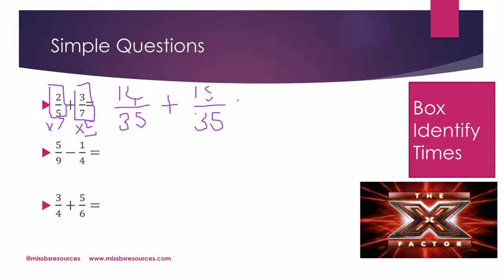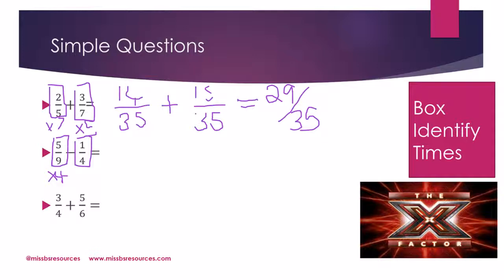Okay, the next one, you're going to do exactly the same again in the same order. You're going to box the fractions. But this time we're taking away, but it doesn't change the steps that we do. We're going to box the fractions, identify what we're multiplying by. So we multiply the first one by 4 and the second one by 9.